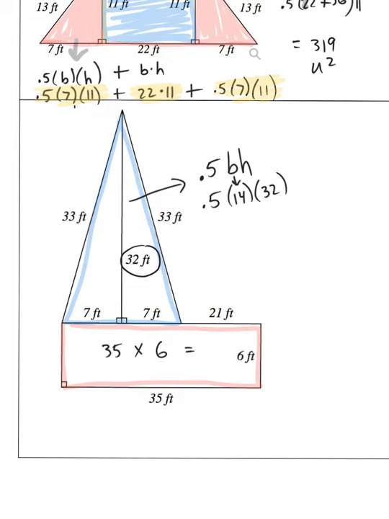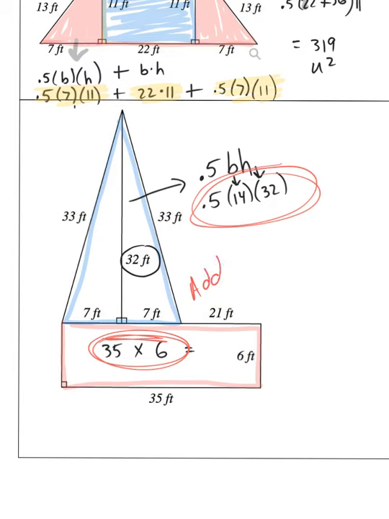32 is my height. Okay, so to find the area of this, we add this right here to this right here, and we add them. All right, so if you don't know the formula for the entire shape, you break it down into shapes that you do know. All right, good luck, geometry.